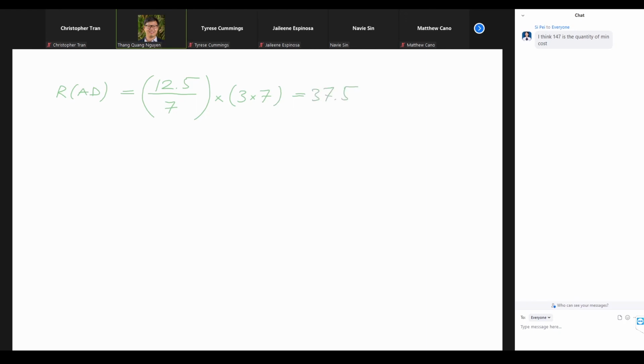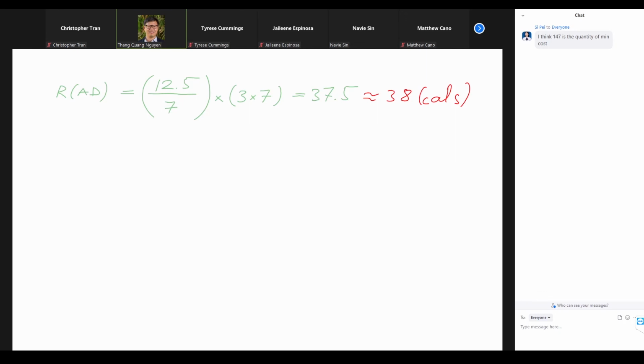But then we are talking about calculators, right? It cannot be a decimal number like that. So we would round it up to 38 calculators. So that's the reorder point without safety stock. So what do we do with it?